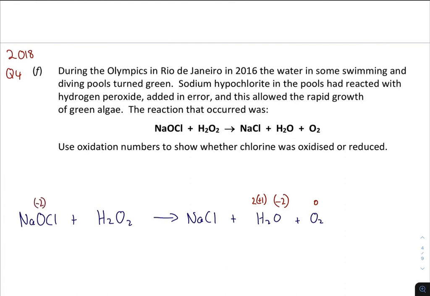Perfectly fine. Sodium there is going to be our +1, because sodium is in group 1 and it usually is a +1. And chlorine therefore has to be a +1.